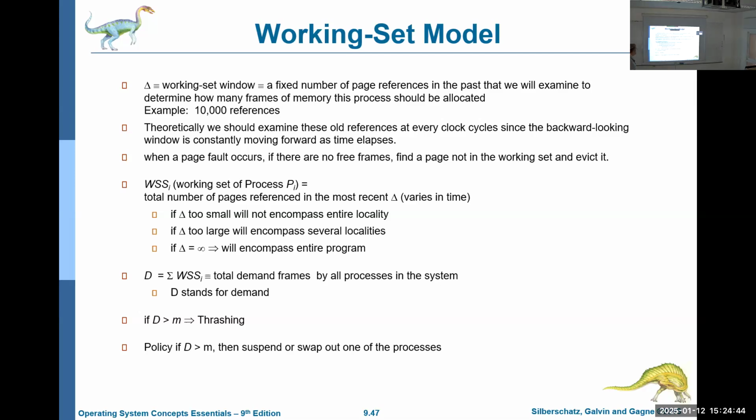Okay, so when a page fault occurs, if there are no free frames, find a page not in the working set and evict it. So WSSi, working set of process Pi. In other words, every process has its working set, its theoretical working set: the total number of page references in the most recent delta. Of course, it varies in time, as we said. The most recent delta, and we said its working set is a fixed number of page references.